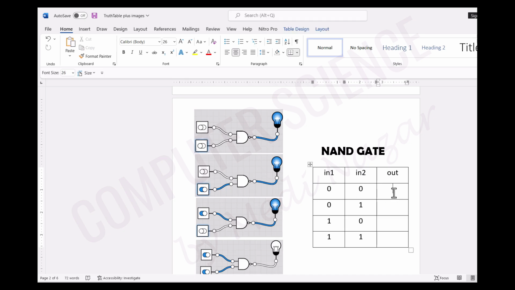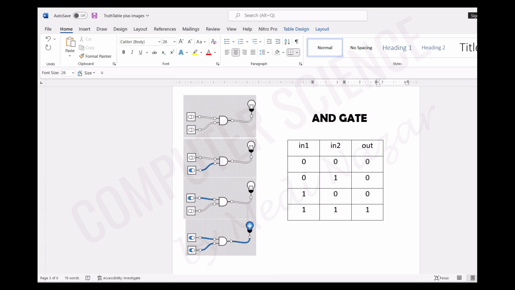Okay, so it means that this output will be 1 when two inputs are off or 0. This is also 1, this is also 1, and this will be 0. Okay, so when the two inputs are both 1, that's the time the output will be 0. Okay, the rest, it's 1, opposite of this AND gate. When two inputs are both 1, the output is 1, and the rest is 0.